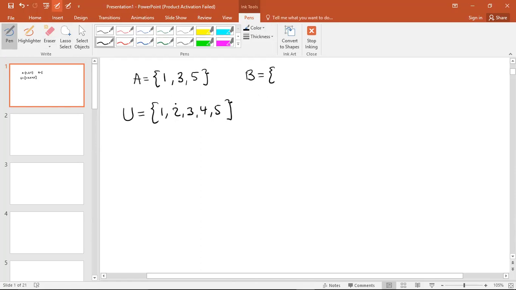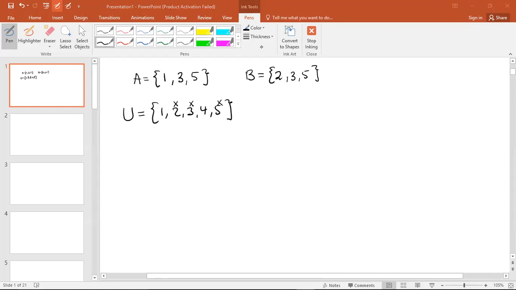So which ones are prime numbers from this set? We find that the prime numbers are 2, 3, and 5. Let's remind ourselves what prime numbers are. They are numbers that are only divisible by 1 and itself. In other words, they only have two factors, 1 and itself. So 2 is the only even number that is prime. The rest are odd primes, so 3 and 5. So these are the two sets that you have, A and B.